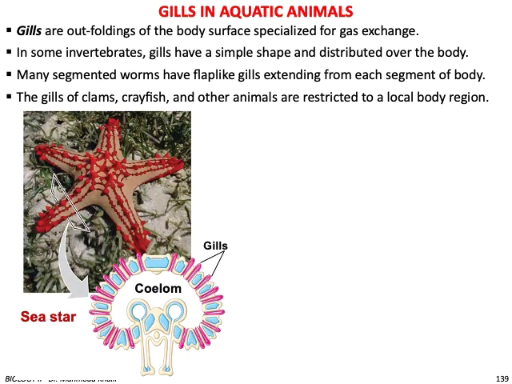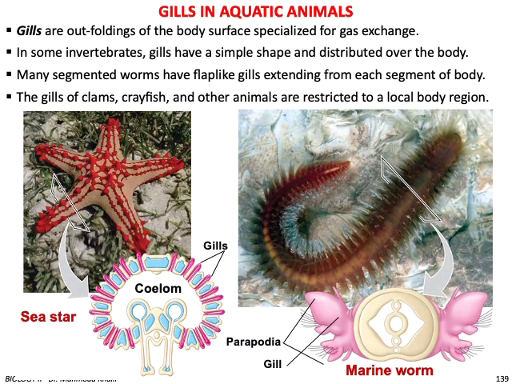So this is an example of the gills of the sea star. You can see that when we take a section through one of the arms of the sea star, the gills are distributed and extending from the body surface. While here, the gills on the marine worm, you can see they are like outward projections or folds on each segment of the worm, and they represent the respiratory surface.